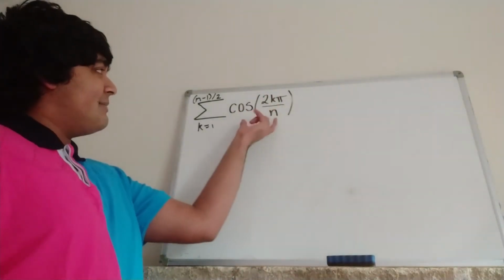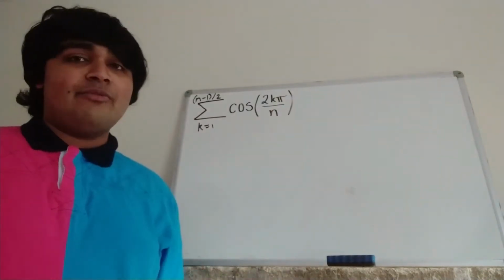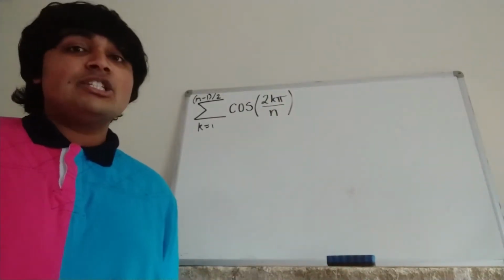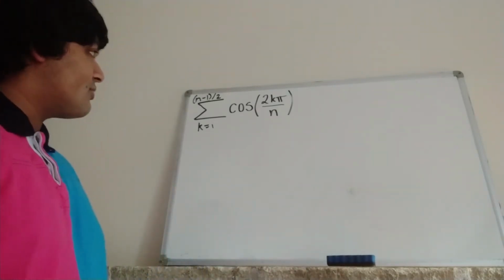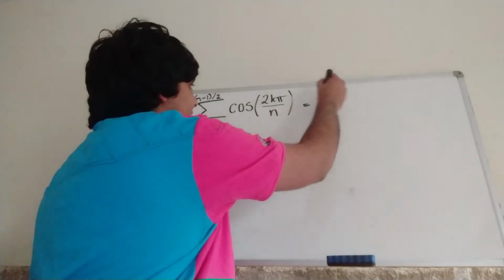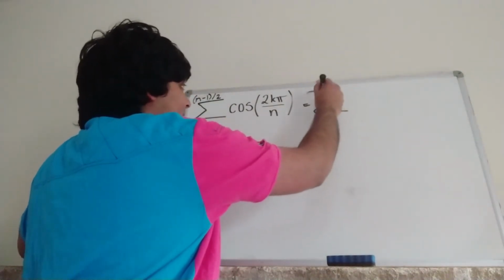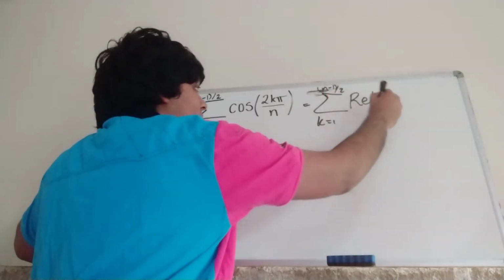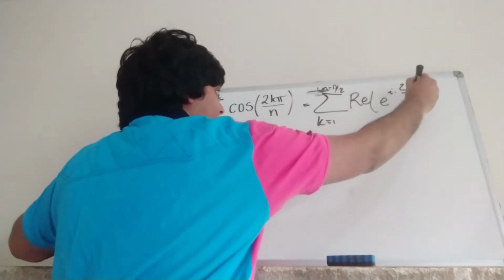But that basically means that we can write, because the argument theta in this case is just 2k pi over n, which is real, that the cosine of 2k pi over n is just the real part of e to the i 2k pi over n. So I can just write this thing here as the sum from k equals 1 now to n minus 1 over 2 of the real part of e to the i times 2k pi over n.